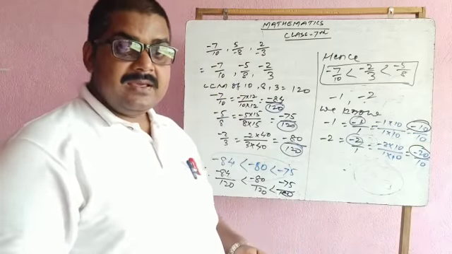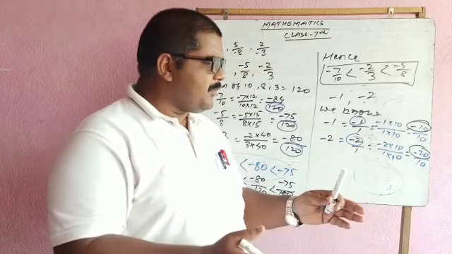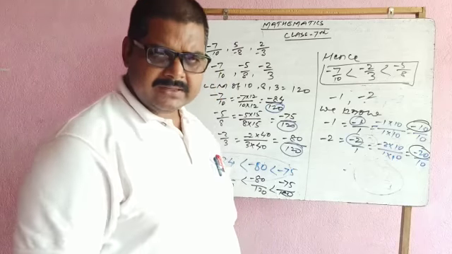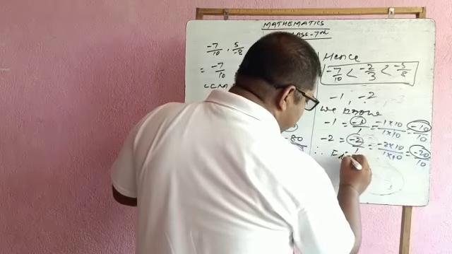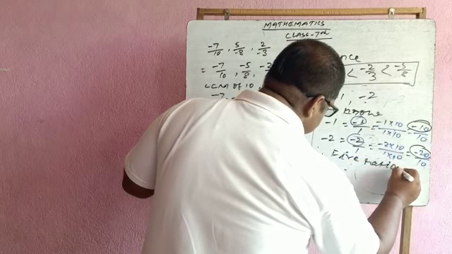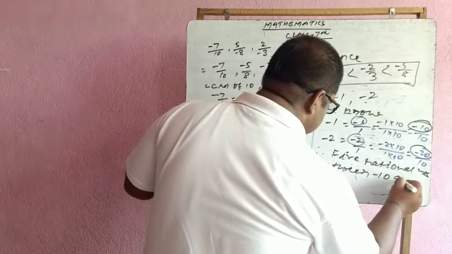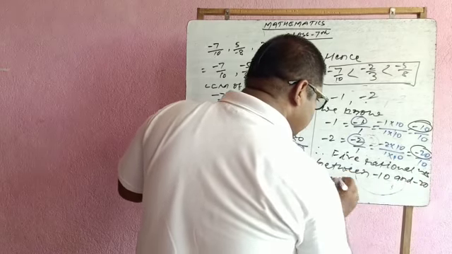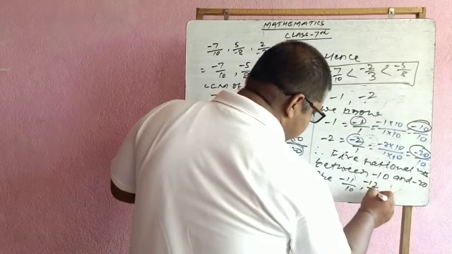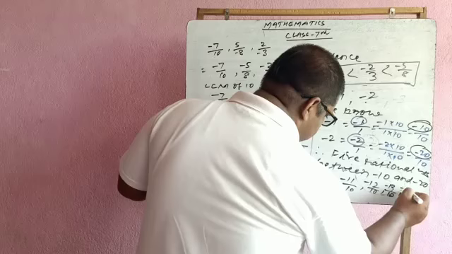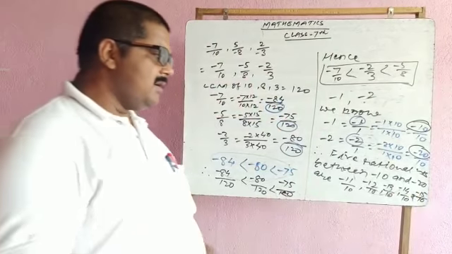But in the question you have to write only 5 rational numbers. So any 5 rational numbers among all the possible ones between minus 10 and minus 20, you have to select. I select 5 rational numbers between minus 10 and minus 20: minus 11 upon 10, minus 12 upon 10, minus 13 upon 10, minus 14 upon 10, and minus 15 upon 10. You can see that I have selected 5 rational numbers.